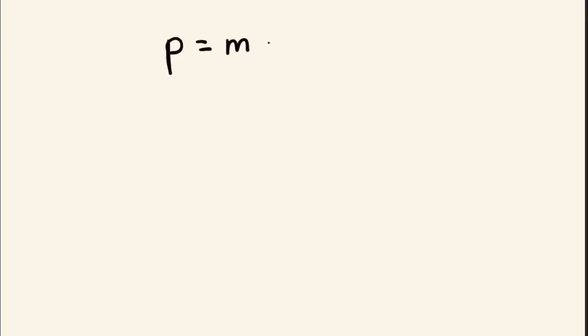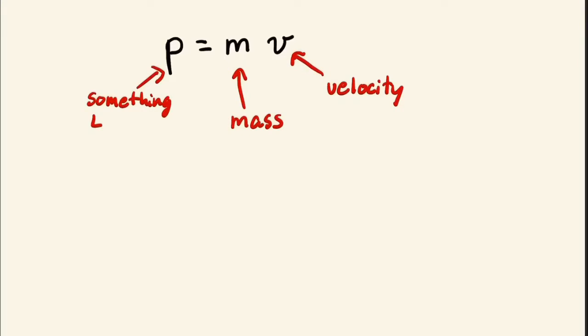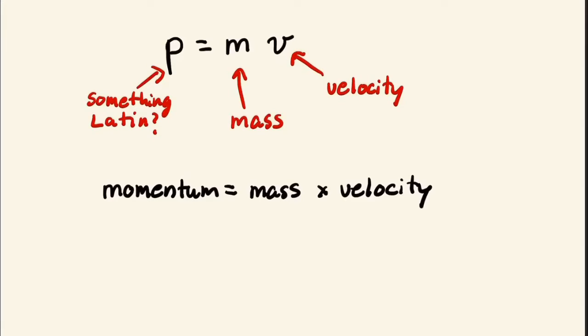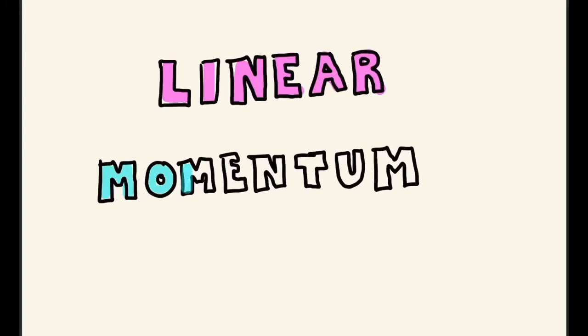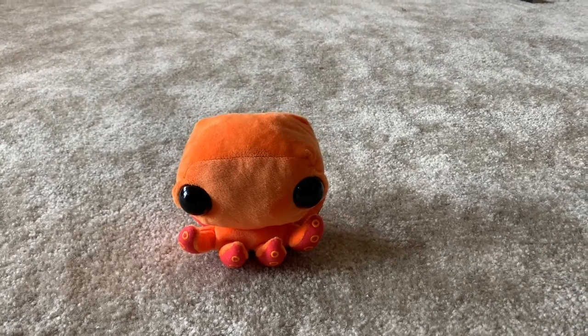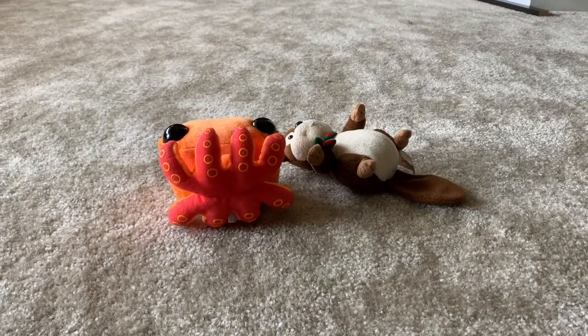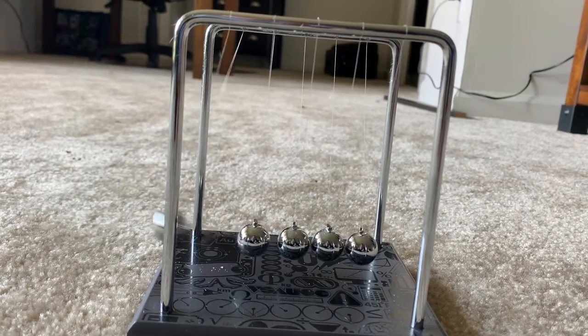This relationship is written as P equals mv, where m signifies the mass and v signifies the velocity. Another way of writing this out is to say that momentum is equal to mass times velocity. This relationship is known as linear momentum. It's often what you think about if you see a collision, or it's commonly demonstrated by a Newton's cradle.